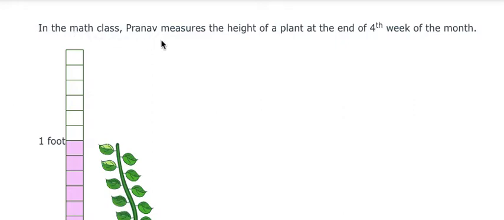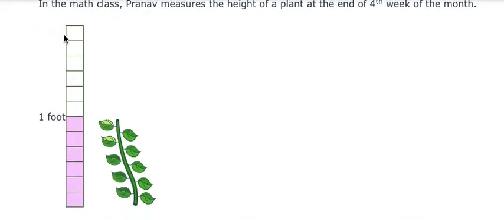In the maths class, Penner measures the height of a plant at the end of the fourth week of the month. We know that 1 foot is 12 inches. So let's see how much this plant has grown. 3 plus 3 is 6. So 6 by 12 should be the answer.